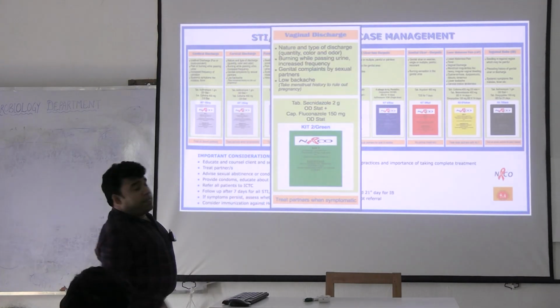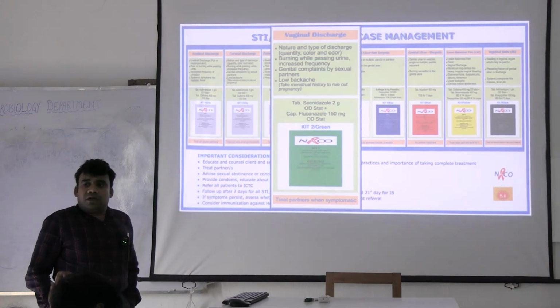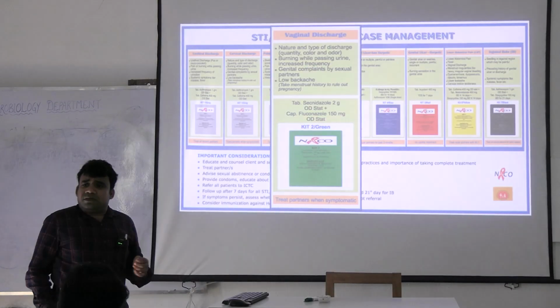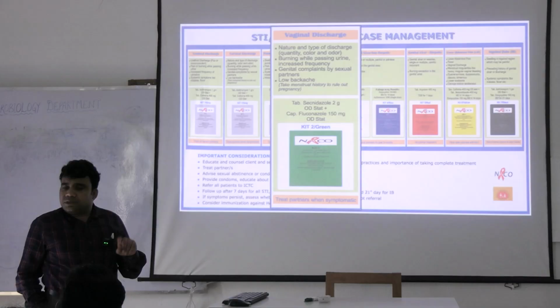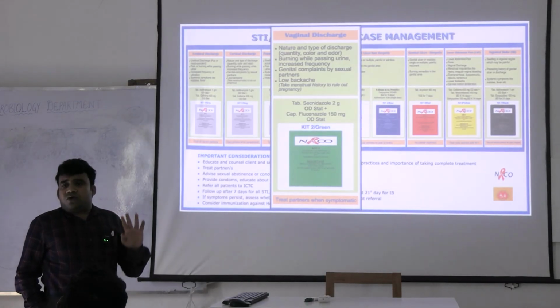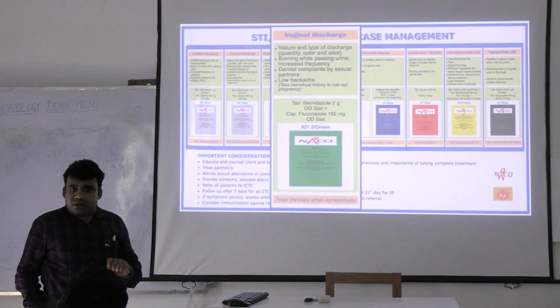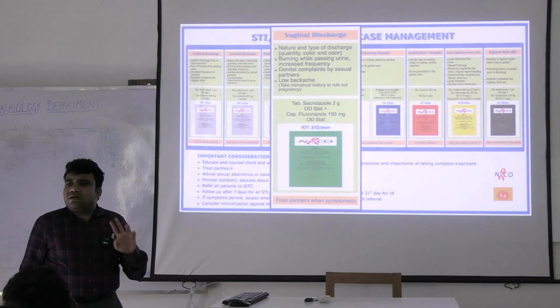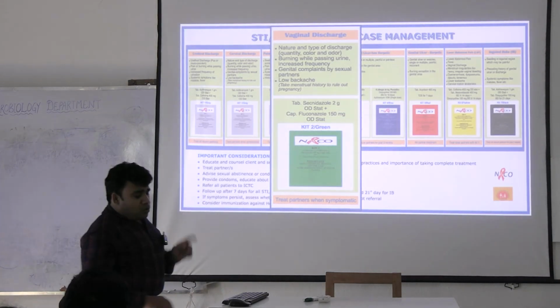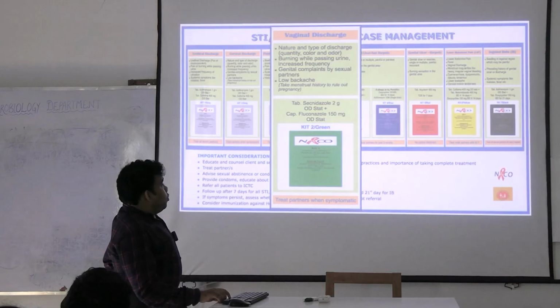Next would be vaginal discharge. Over here, what are the drugs present? First is an anaerobic, that is secnidazole and fluconazole. Fluconazole is an antifungal drug. Targeted is trichomonas and candida. Color coding is green and code is 2.